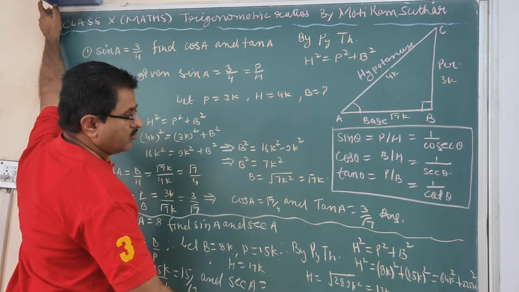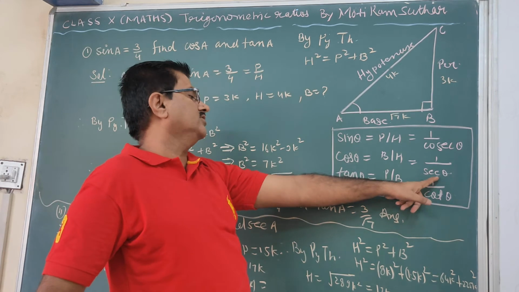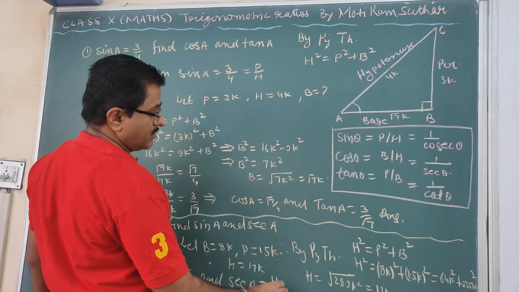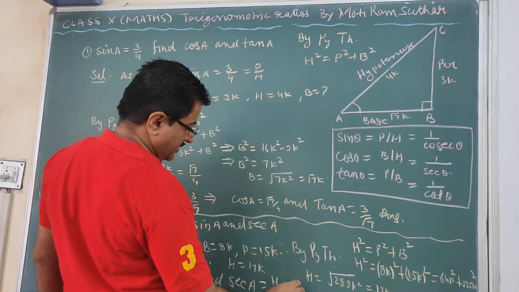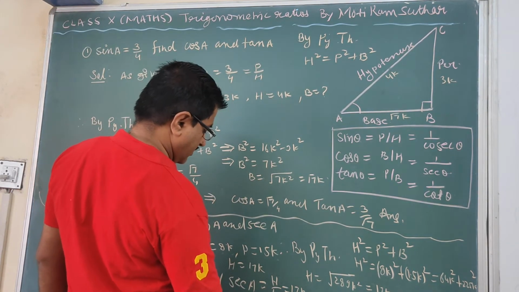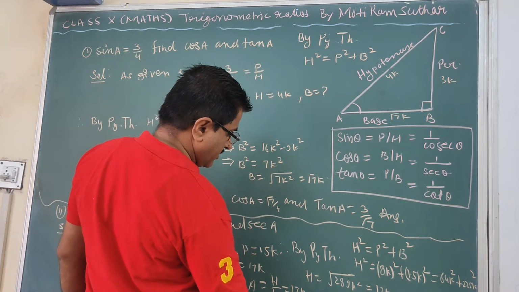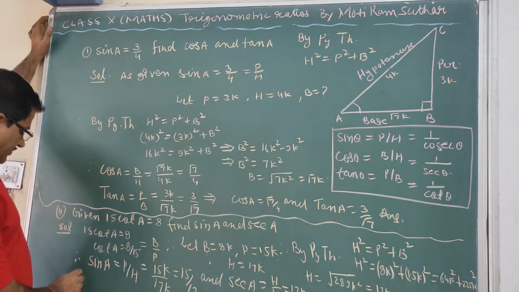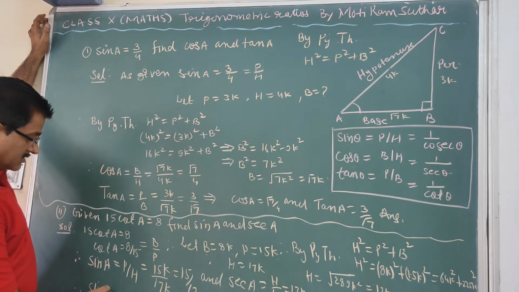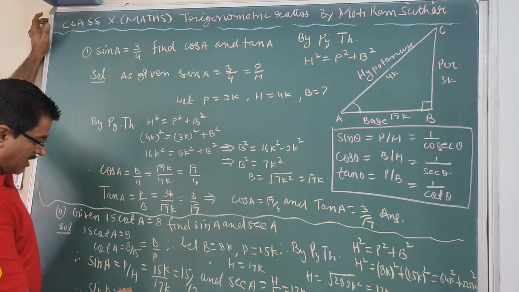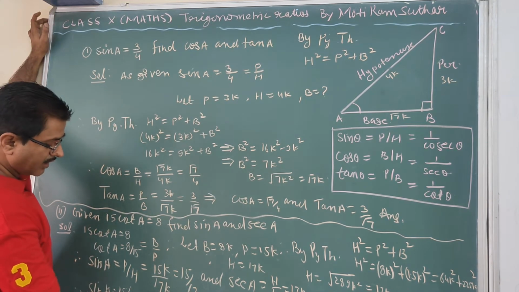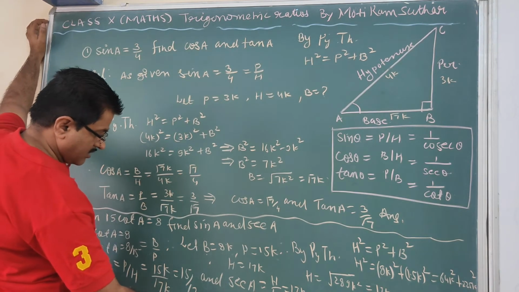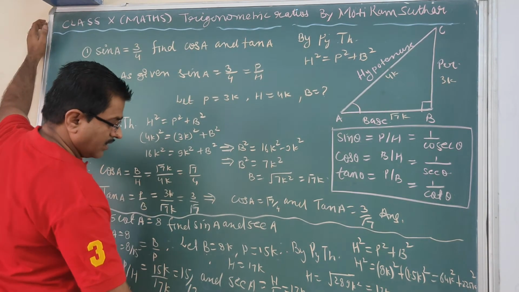And sec A. You see the formula, sec theta is the reciprocal of cos theta. That is h upon b. So that is 17k upon 8k. This is 17 by 8. So this is the value. Finally what we get? Therefore sin A is 15 by 17 and sec A is 17 by 8. That is our answer.